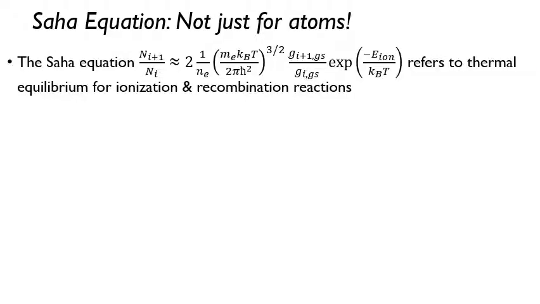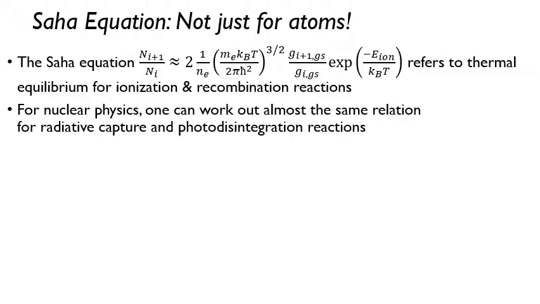Okay, so the last thing I want to say for the Saha equation is to note that it's not just for atoms. This comes up elsewhere in nuclear astrophysics. So the Saha equation, as it's written here, refers to thermal equilibrium for ionization and recombination of ions. So you can absorb a photon and eject an electron to create an ionized atom.